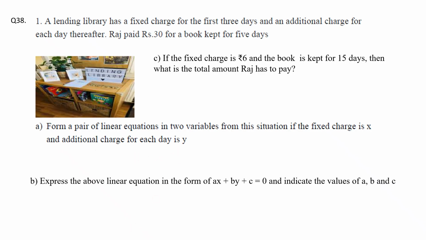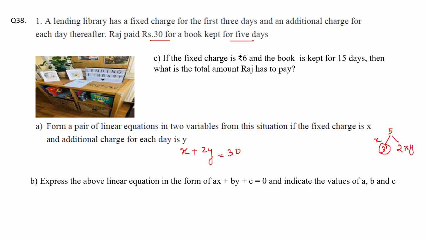So now see here what it is given, that for first 3 days the charge is fixed and for additional days he has to pay some additional amount, right? So it is given he paid 30 rupees for 5 days. Now in 5 days you split as fixed first 3 days and then remaining is 2 days. Now for first 3 days he will pay only x rupees. For the 2 days, for each day he will pay y rupees. So one day y rupees, second day will be 2 into y, isn't it? And total he paid how much? 30 rupees. It means x plus 2y is equal to 30.